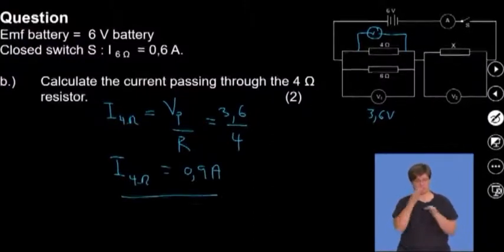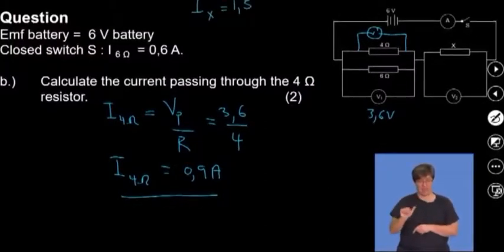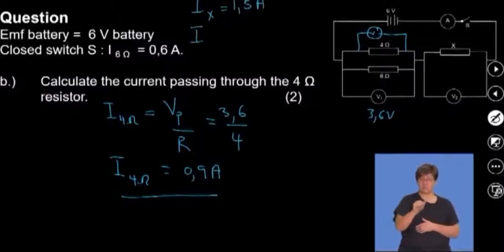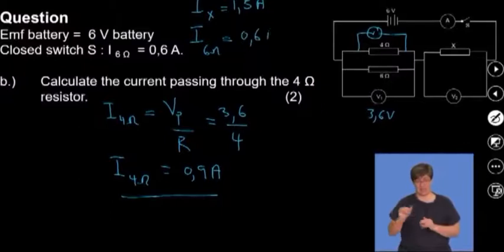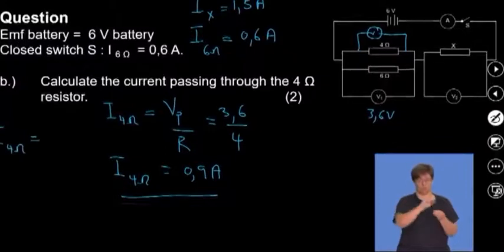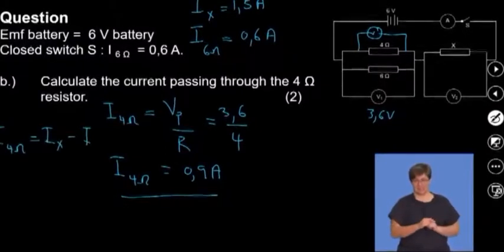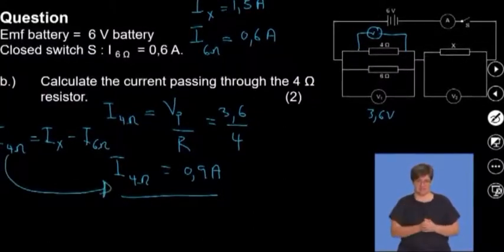So it's a simple thing. If the total current is 1.5 amperes, and the current that goes through the 6 ohms is 0.6 amperes, then the current that goes through the 4 ohms is the total current minus the current that goes through the 6 ohms. This will give us exactly that.